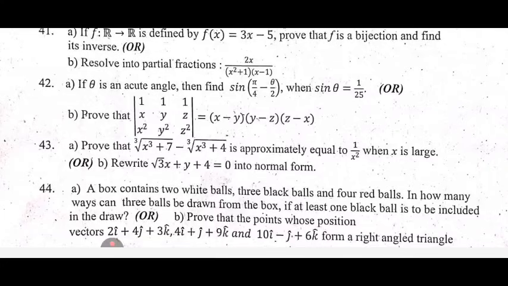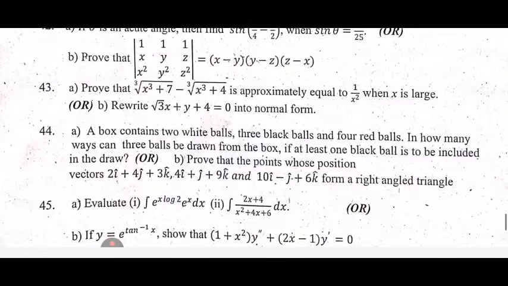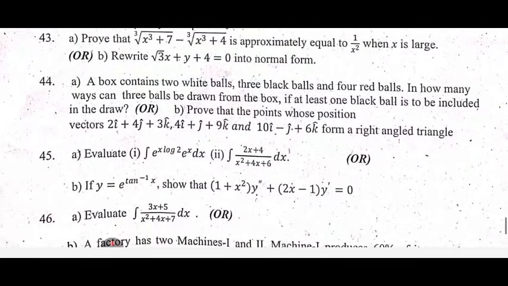prove that, a matrix is given with entries x − y, y − z, z − x. 43, prove that. Look at this proof. Or b, rewrite √3x + y + 4 = 0 into normal form. 44, question a. A box contains 2 white balls, 3 black balls and 4 red balls. In how many ways can 3 balls be drawn from the box if at least one black ball is to be included in the draw?